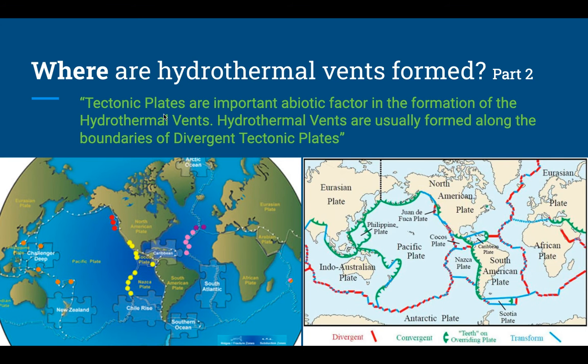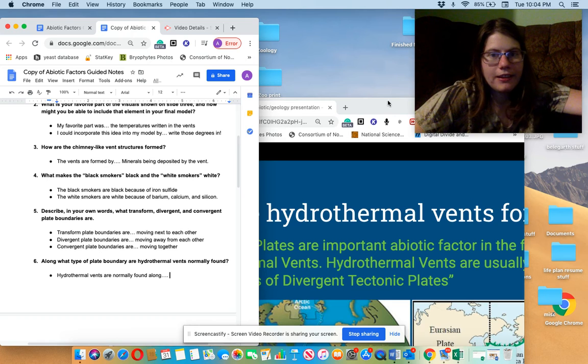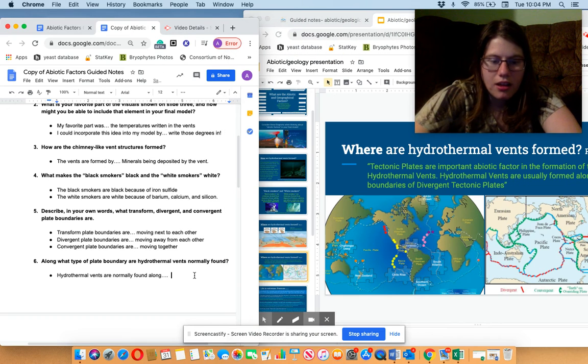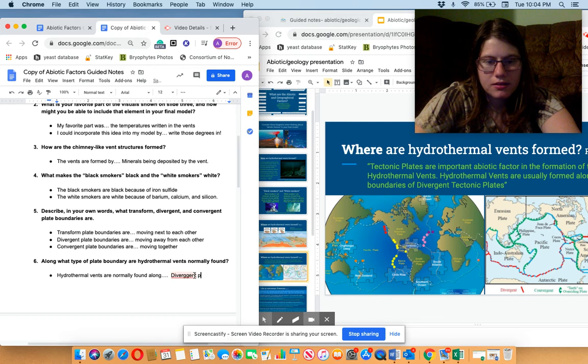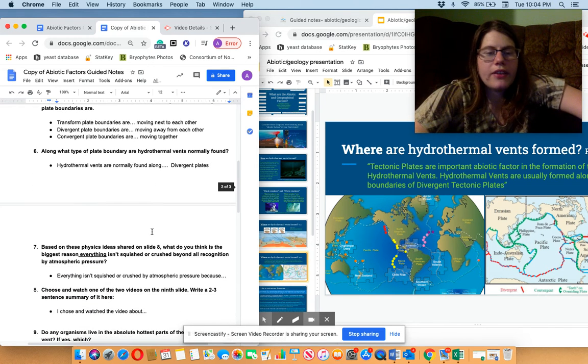So yeah, divergent plate tectonics is what I'm going to write down here. Hydrothermal vents are normally found along divergent. That's not how you spell divergent. Don't judge my spelling. Plate. Just divergent plates. That works. That's good enough. Okay, divergent plates.